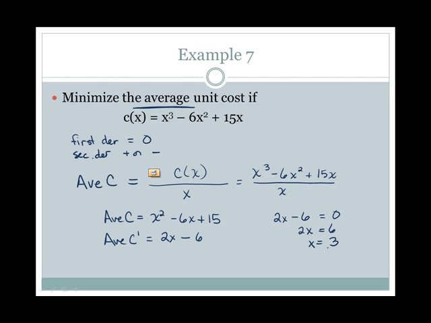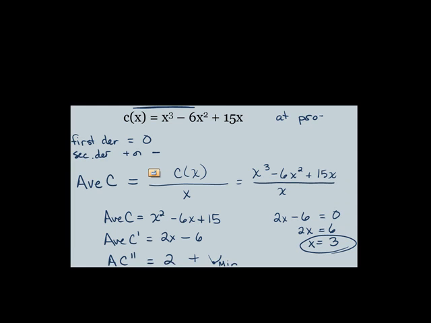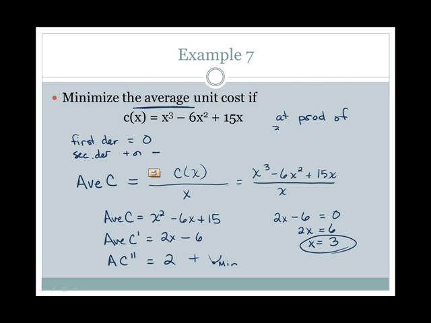And now we need to verify that x equals 3 would be the number of units that would minimize the average cost. To do that, we take the second derivative, which is 2, which is positive, which means our graph is concave up, which means that point is a minimum. So at the production of 3 units, you reach the minimum average cost.